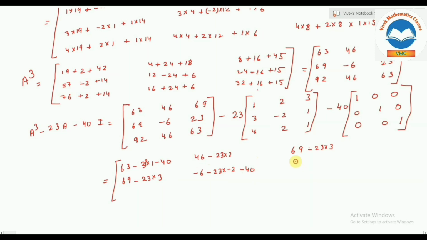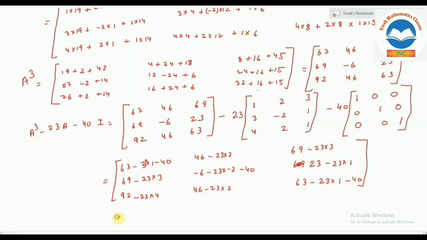So this will be 69. 23 minus 23 into 1, and this will be 0 only. So third row will be how much? 92 minus 23 into 4, and the last will be 0 only, so no need to write. And here you will get 46 minus 23 into 2. This will be 0. So 63 minus 23 into 1 minus 40.